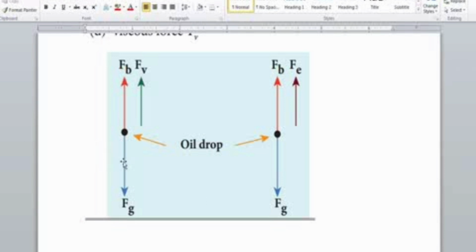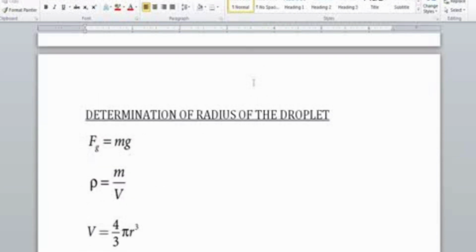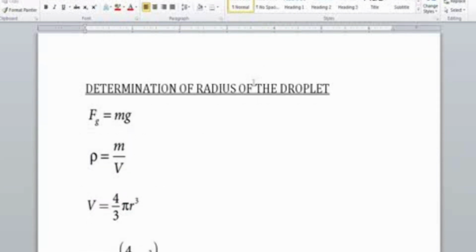After applying the electric field, the gravitational force is acting in a downward direction and the buoyant force is acting in an upward direction. Instead of the viscous force, here the electric field is acting on the charged oil drop, and it makes it move in the upward direction. Right? Okay. Now we can find the charge of an oil drop.